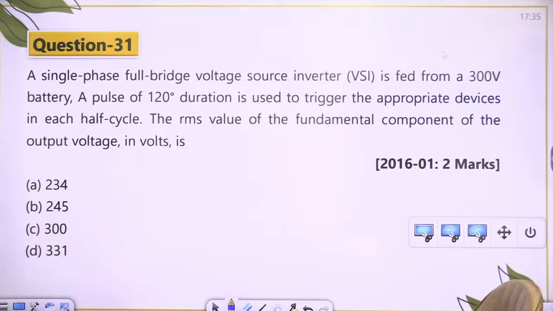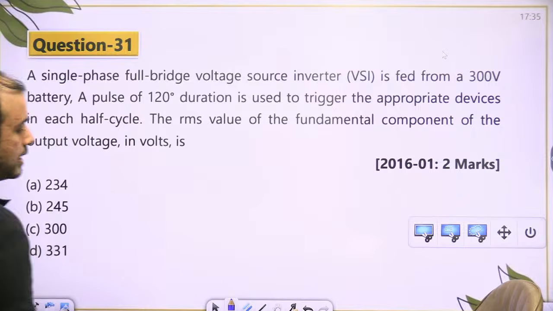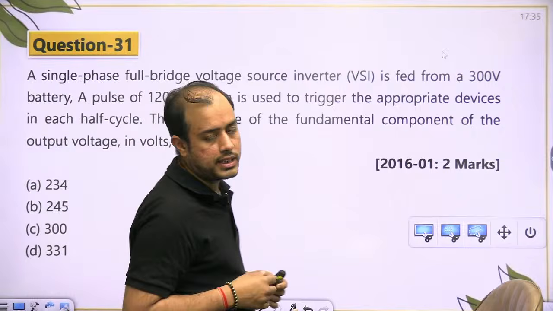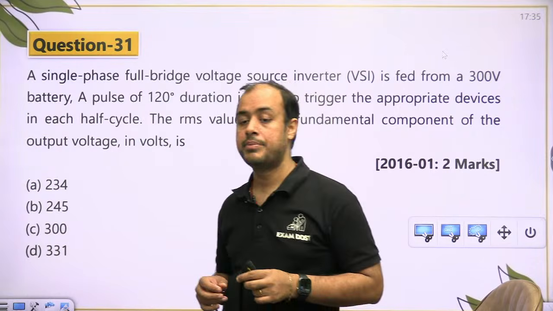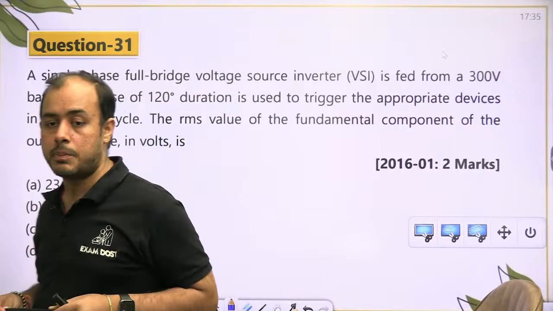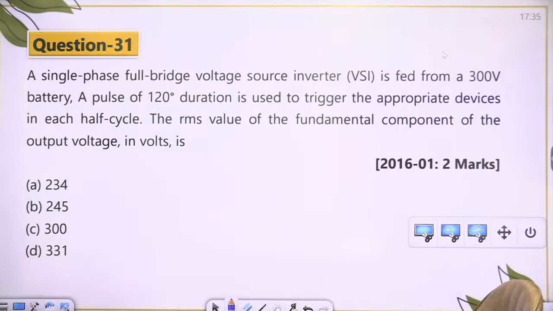A single phase full bridge VSI is fed from 300 volt battery. A pulse of 120-degree duration is used to trigger appropriate device. RMS value of fundamental voltage. Because there is single pulse of 120 degree, this is single pulse modulation. This is single pulse modulation, work it out.